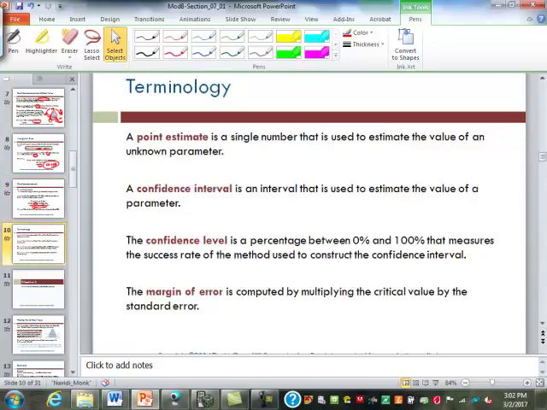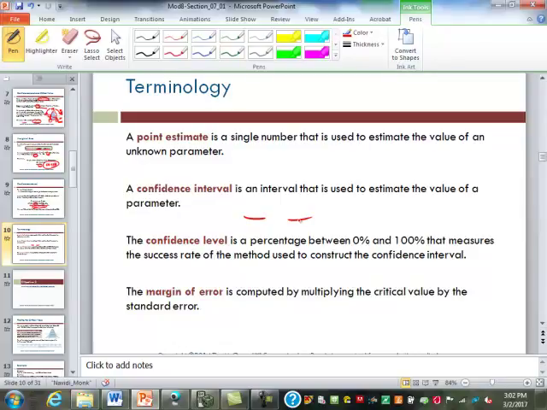So we had the point estimate. That was the terminology. We just took the sample mean, and we said, hey, we figure the population mean is close to that. The confidence interval was then that interval where we said, hey, between this number and this number. Confidence level is that percentage from 0 to 100 that measures how confident we are that it is correct.